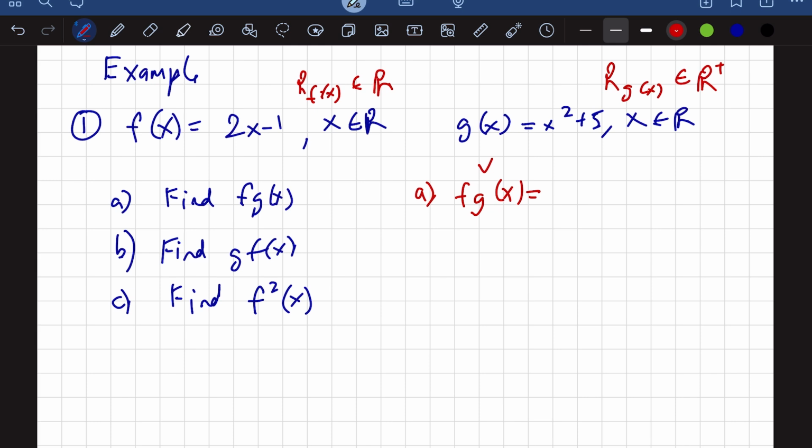We're going to put g(x) to replace the placeholder of the x in 2x minus 1. So we write it as 2 bracket, like a placeholder, minus 1. The x is being replaced by my g(x) function, x squared plus 5. Simplify it, we have 2x squared plus 10 minus 1, and we have 2x squared plus 9. So that's how I find my f(g(x)) function. Let's do the next one.